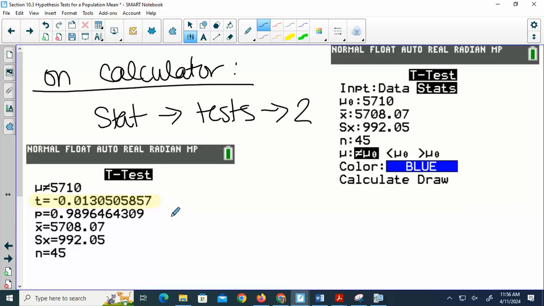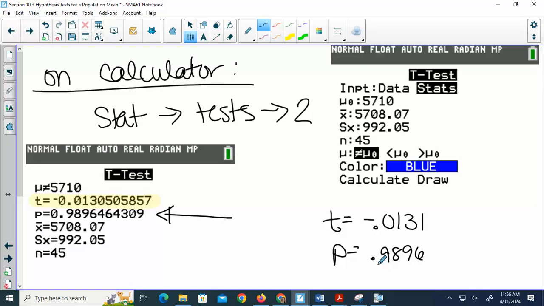I keep showing you the classical approach because our table for the t-distribution is just not very user-friendly for finding a good probability. So that's why I keep showing you the classical approach. But on the calculator, it's a lot easier to do the p-value. If you were doing it on the calculator, I would ask you to write down the t and the p that you got.